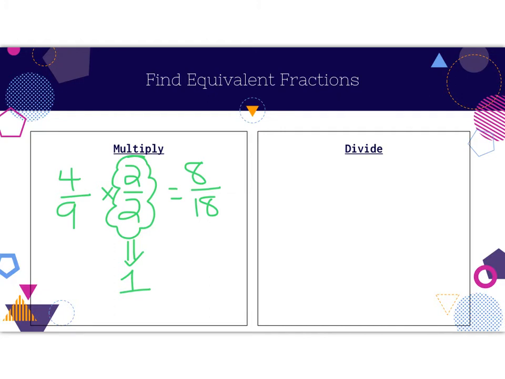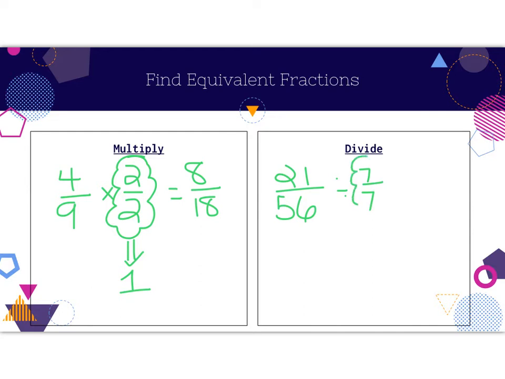We can use a similar method of finding equivalent fractions by dividing. Let's say that I have the fraction 21/56. As long as I divide both the numerator and the denominator by the same number, I'll get an equivalent fraction to 21/56. I'll divide both of these numbers by the divisor 7/7.